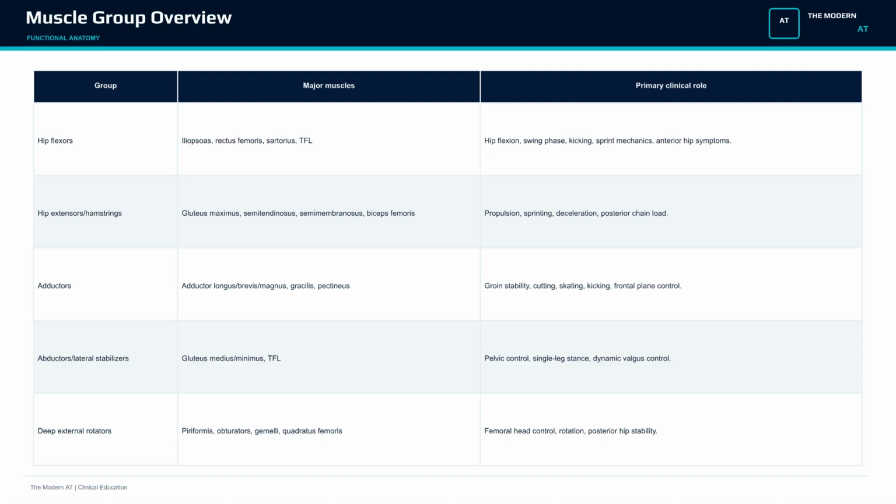Hip flexors help bring the thigh forward during swing phase and kicking. Hip extensors and hamstrings contribute to propulsion, sprinting, and deceleration. The adductors help with groin stability, cutting, skating, and kicking. The abductors, especially gluteus medius and minimus, support pelvic control during single leg stance. The deep external rotators help control femoral position and posterior hip stability. When symptoms match one of these roles, that muscle group becomes part of the differential.